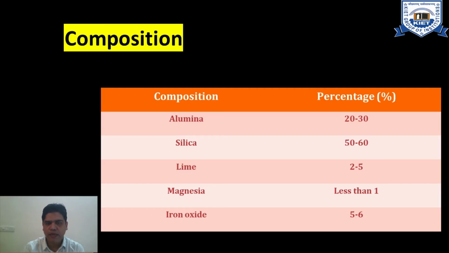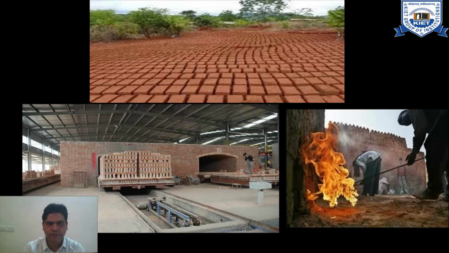The composition of a good brick earth. A good brick earth should contain these materials in these particular proportions. The compositions are as follows: alumina 20 to 30%, silica 50 to 60%, lime not more than 5%, magnesia less than 1%, and iron oxide 5 to 6%.